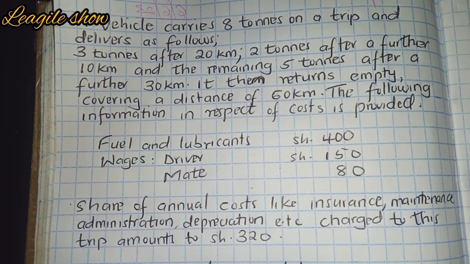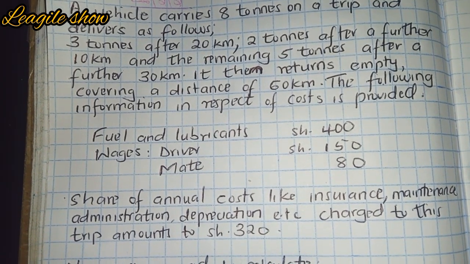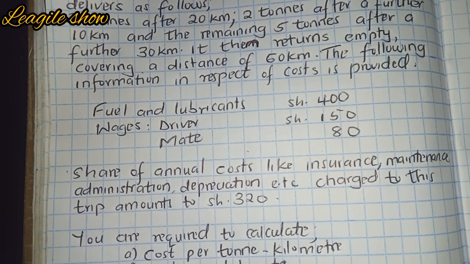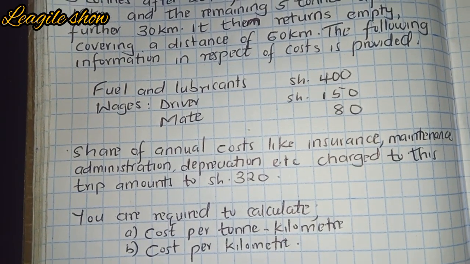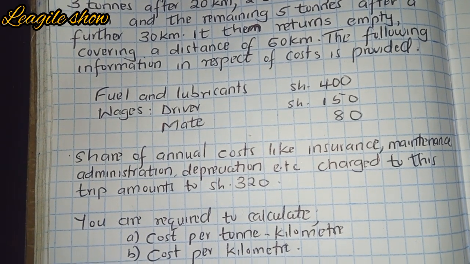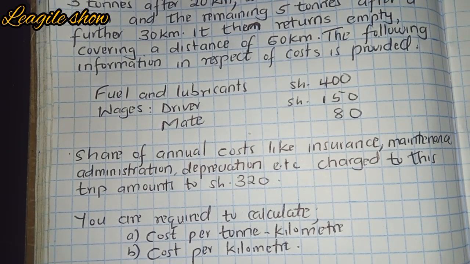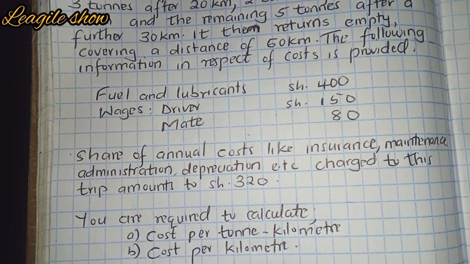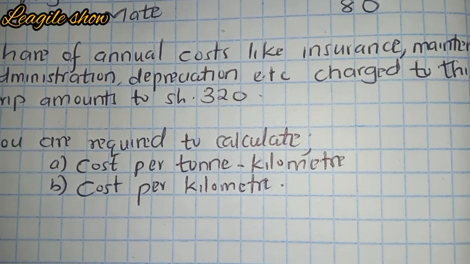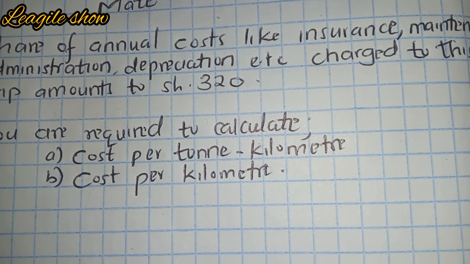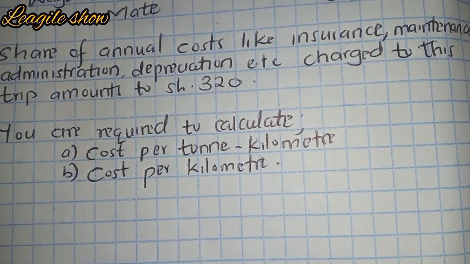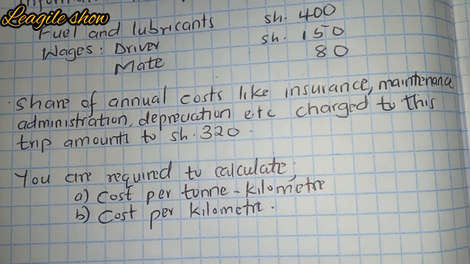The following information in respect of cost is provided. So you have been given the various costs there. Then you are told share of annual cost like insurance, maintenance, administration, depreciation, etc. charged to this trip amounts to 320 shillings. You are required to calculate cost per ton kilometer and also cost per kilometer. So stay tuned because this is what you are going to calculate in a few minutes.